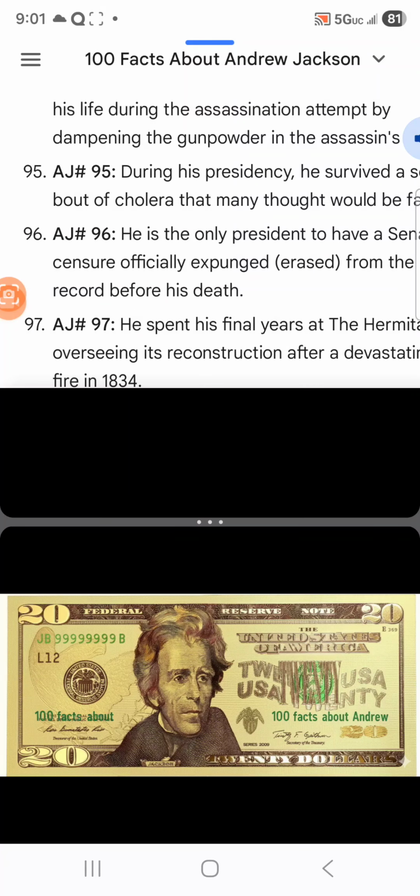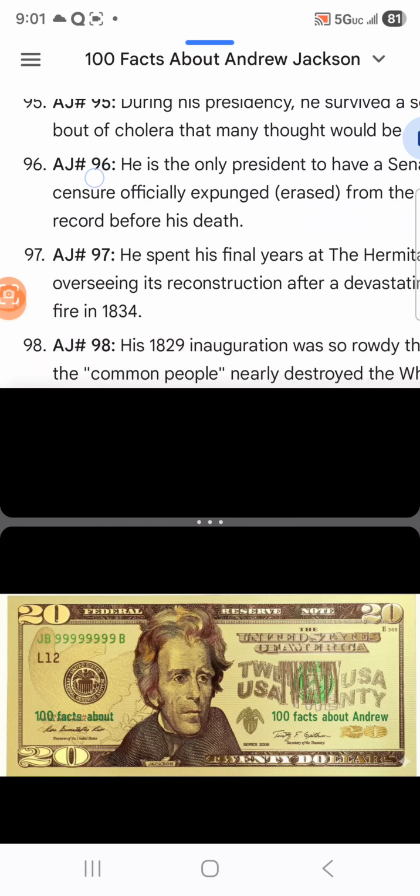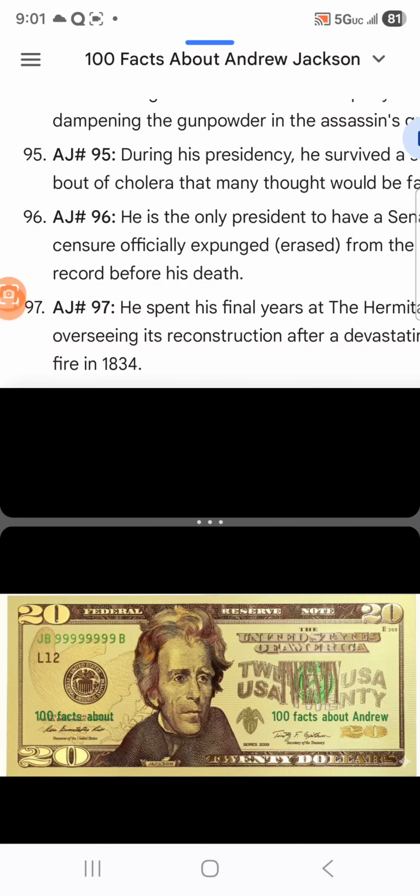AJ number 93. He installed a billiards table in the White House, which critics attacked as a sign of his aristocratic gambling. Oh, speaking of tables, billiards table. 94. AJ number 94. It is believed the humid DC weather saved his life during the assassination attempt by dampening the gunpowder in the assassin's guns. 95. AJ. Wow, a guy like not Zachary Taylor, but the president who came before him, died of DC water, and somehow DC weather saved Andrew Jackson.